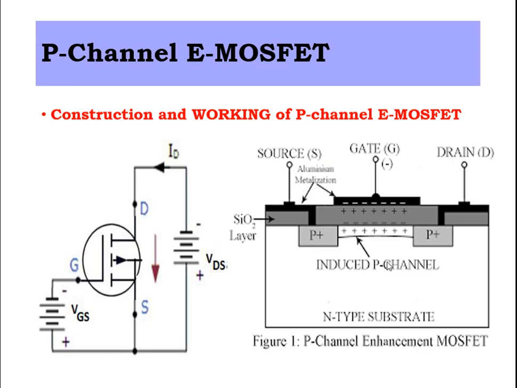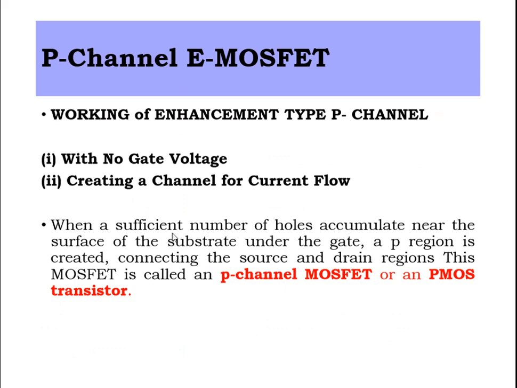Now when we apply more and more negative voltage, more and more number of holes are going to get accumulated near this region. Hence there will be a conduction of drain current. So drain current starts to flow. When a sufficient number of holes accumulate near the surface of the substrate under a negative gate source voltage, then a channel is created. That channel creation is going to happen between the source and drain region.